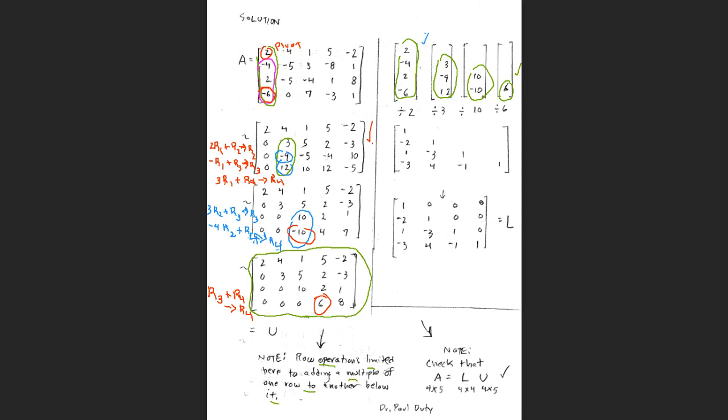So, okay, first column, we want the 2 to be a 1, we'll divide by 2.